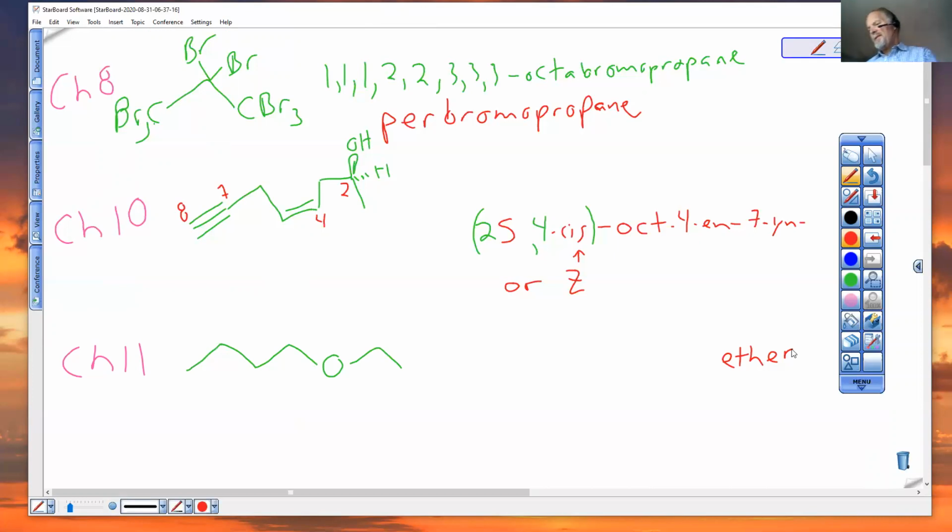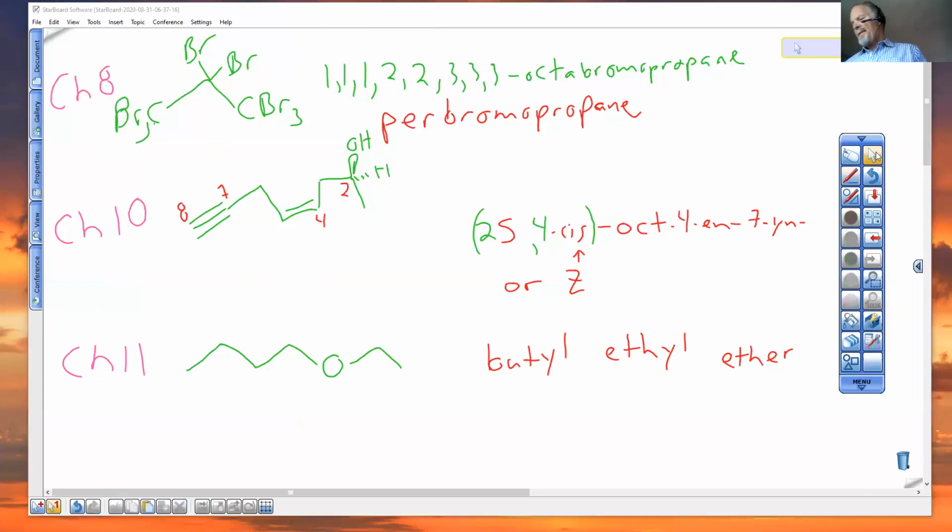Separate with words. And here we have an ethyl, starts with an E. And here we have 1, 2, 3, 4, a butyl. Butyl will go before ethyl. Butyl ethyl ether, nice.